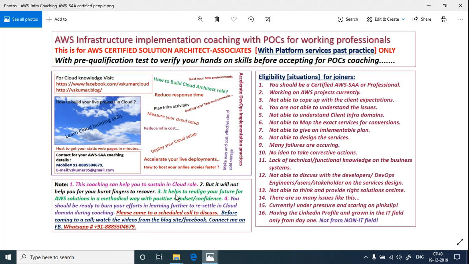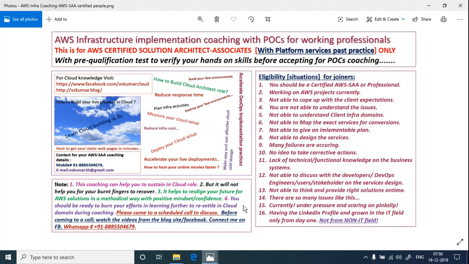Yes, my coaching is going to help you to rebuild your career for the future, re-strategize your plans, and look for other roles in other companies after getting built by my coaching. So it helps to realign your future for AWS solutions in a methodical way with a positive mindset and confidence. Yes, you're going to get a big boost in those areas, but your stress should be taken out. You should come stress free, with a dedicated mind.